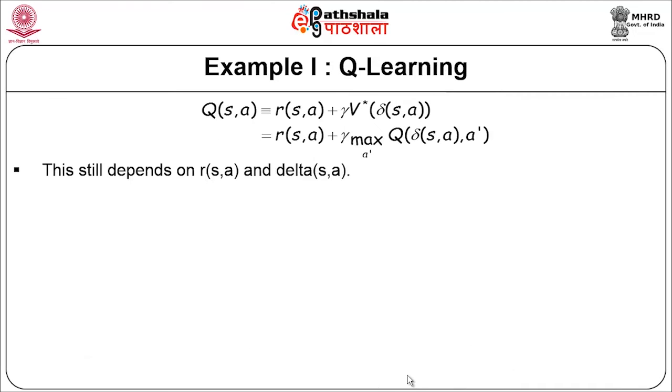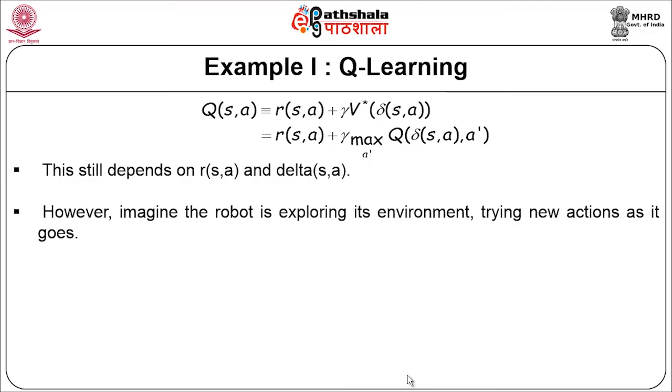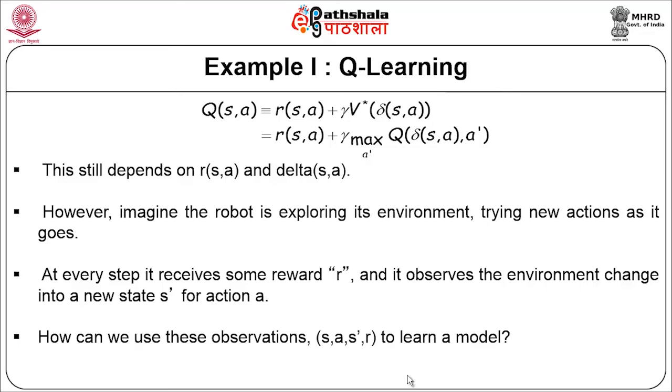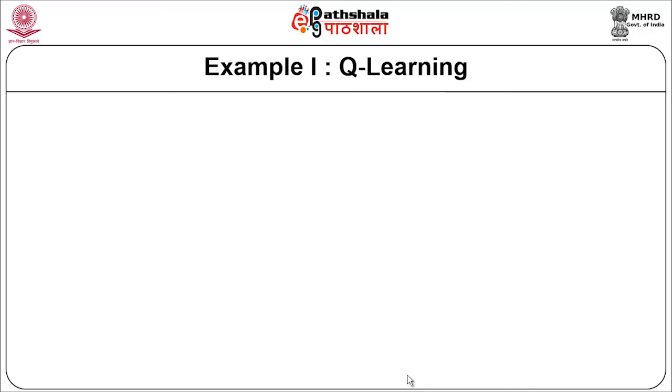So, this still depends on R(s,a) and delta(s,a). However, imagine the robot is exploring its environment, trying new actions as it goes. At every step it receives some reward R, and it observes the environment change into a new state S dash for the action A. So, how can we use this, S, A, S dash and R, to learn the model? That is what we do in this step.